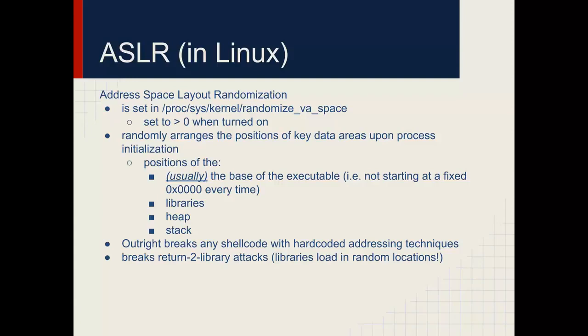There is simple brute forcing, and for 32-bit systems, it's much easier because there's less entropy to beat. And then there's finding a mem leak, and then doing return-oriented programming relative to a memory location that you know. This technique, ASLR, is very effective and outright breaks any shellcode with hard-coded addressing techniques. And it also breaks return to library style attacks unless you have a mem leak into the library.